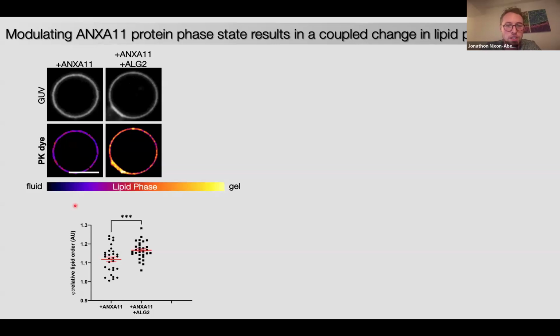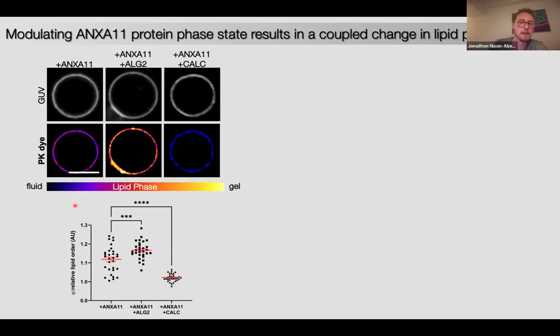When we then add ALG2 into this system, so remember, driving annexin into a more gel-like state, you can see that this has a really dramatic coupled effect on the underlying lipids, causing them to stiffen up and be pushed into a more ordered or gel-like state. In contrast, when we make annexin more fluid by adding calcyclin, we can see that this results in a coupled change in the lipids where they also become more fluid, which you can again see shown really clearly here in the PK dye.